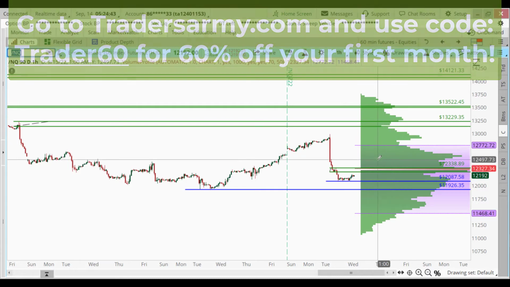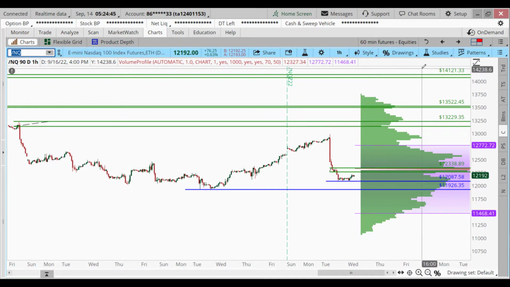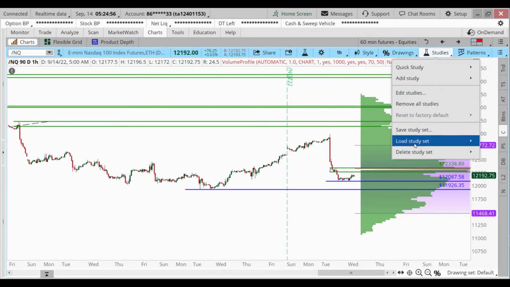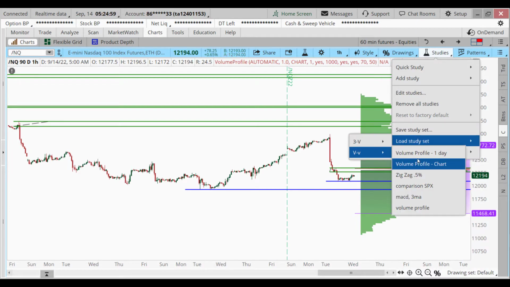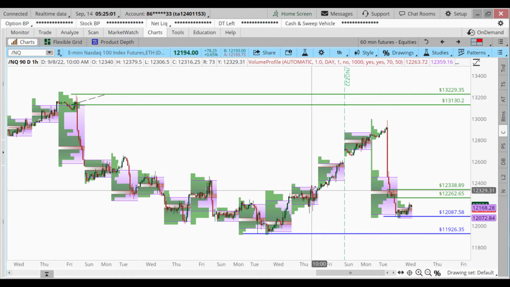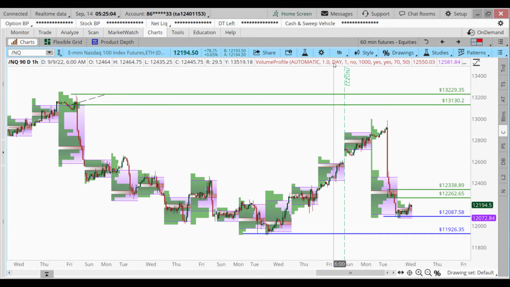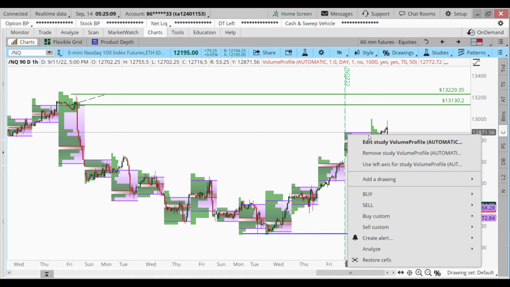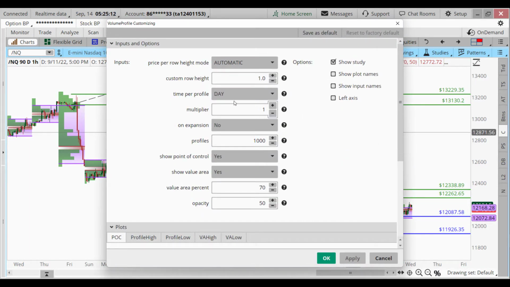But let's take a look and switch this. This shows me the volume on the chart. You can see right here that volume profile is set to chart. I've actually set this up so that it shows me the volume profile of each and every day. So now I can see that I'm set to day up here at the top. Simply the way you do that in this particular platform is you right-click on the indicator and you go to Edit Study Volume Profile. You set your time per profile to day. And then on expansion, set to no. That would allow it to show up on each individual day.